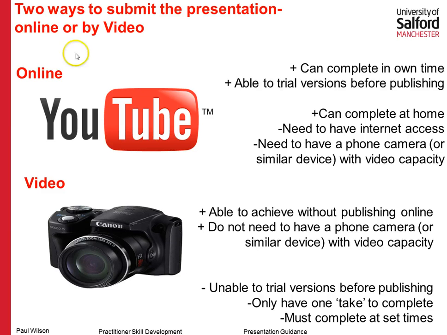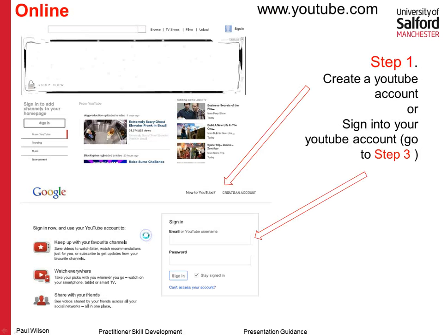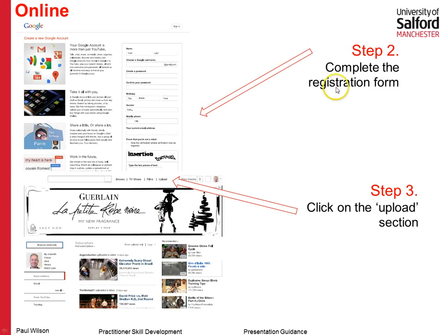So you've got your 2 options. You can upload your content to YouTube, some pluses and minuses to that, or of course you can do the video option. If you take the YouTube option, essentially what you do, if you've got a YouTube account, it's easier. Otherwise you might need to just set one up.